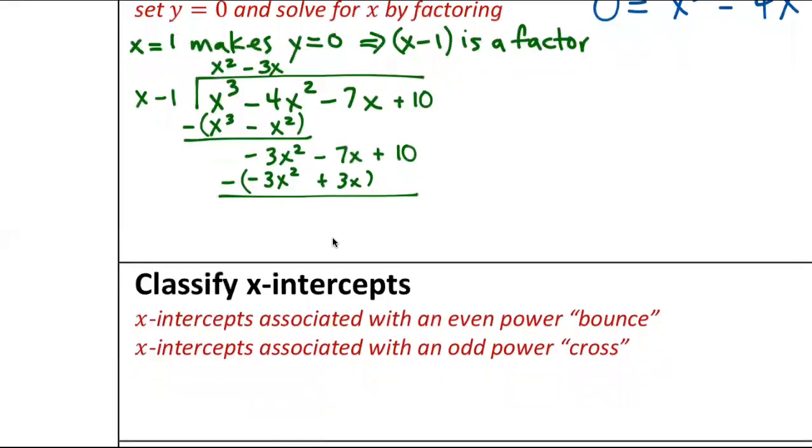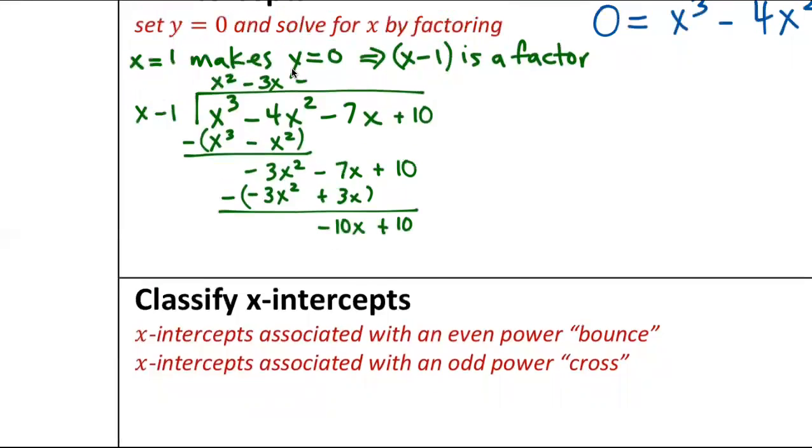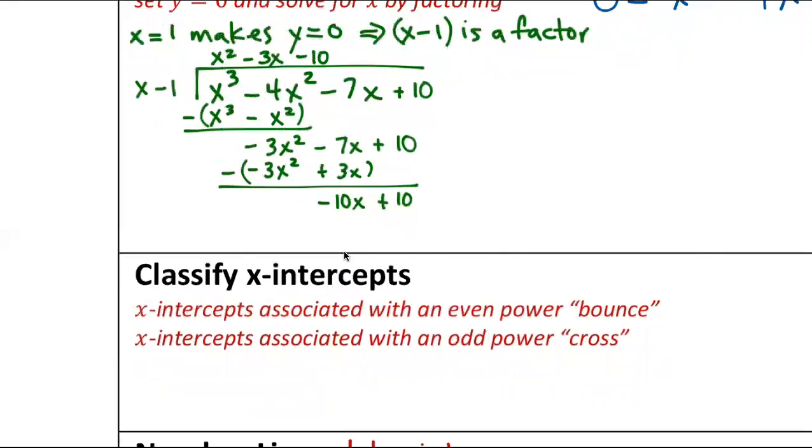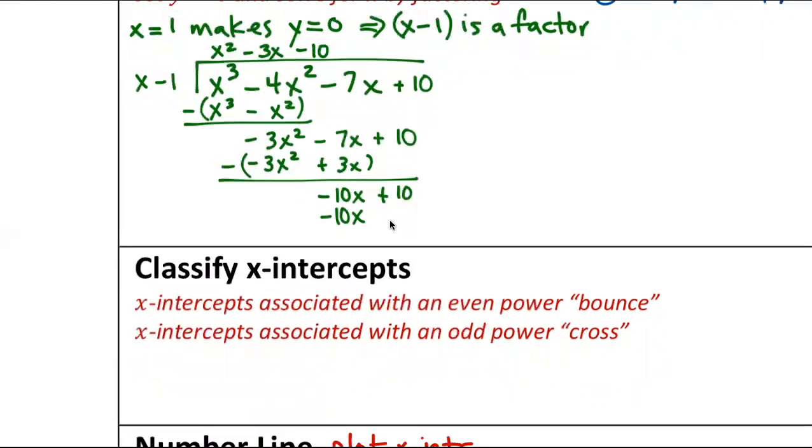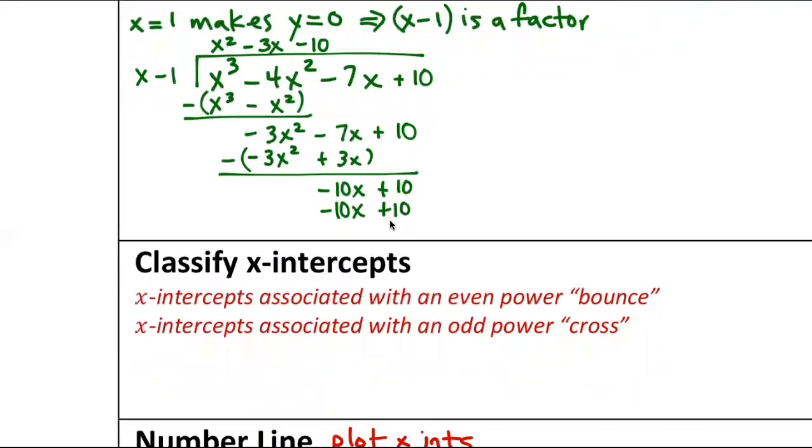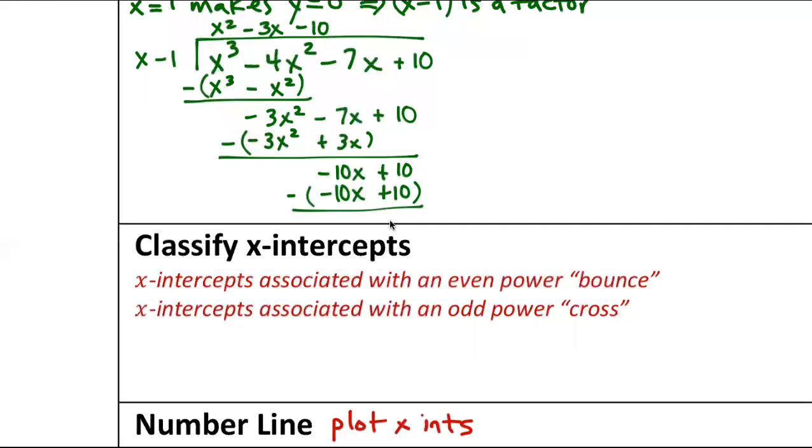So I have minus 10x, bring down the plus 10 and do my dividing one last time. So minus 10x divided by x gives me minus 10. Then I multiply. Minus 10 times x gives me minus 10x. Minus 10 times minus 1 makes this plus 10. Oh, thank goodness. So now when I do my subtraction, those are just the same. So I'm left with a remainder of 0.